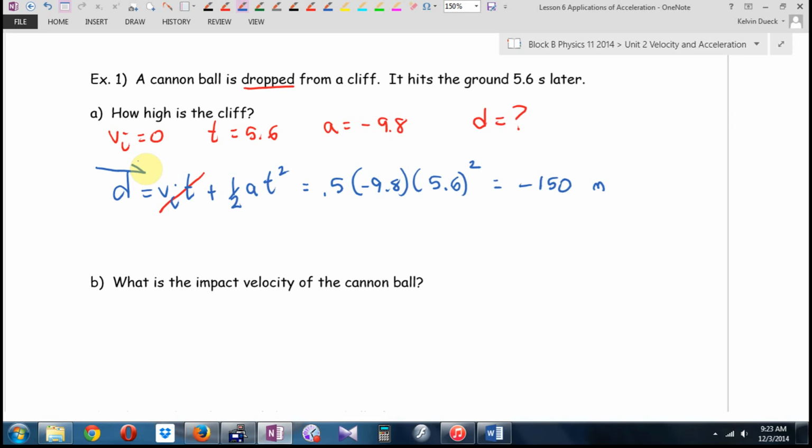B. What's B asking me to find? The final velocity. Now, a common mistake when I say what's the final velocity, kids want to say, well, 0. No, that's after it hits the ground. Whenever we drop something and I say find the final velocity, what I really mean is right at impact, not after impact. So I'm looking for an equation that has v final in it, and then it can have vi, t, a, and maybe d, but I'd prefer not to use d because I just calculated it. Is there one? There is.